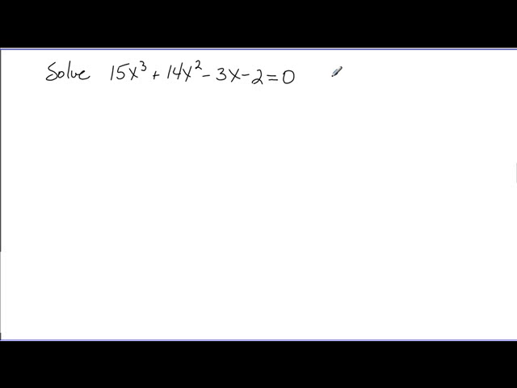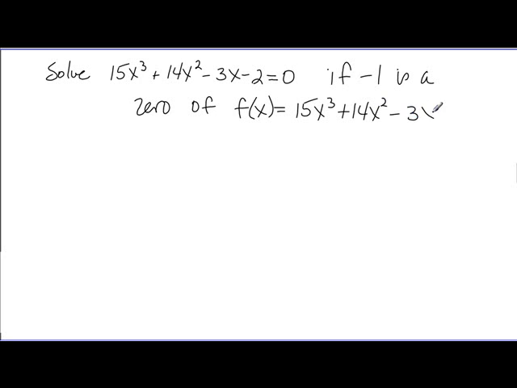But if we know that negative 1 is a 0 of the polynomial function f of x equals 15x cubed plus 14x squared minus 3x minus 2, we can use the factor theorem to come up with a factor. So we're given a 0. We know that if you plug negative 1 into this function, you're going to get 0, which means that x plus 1 is a factor.